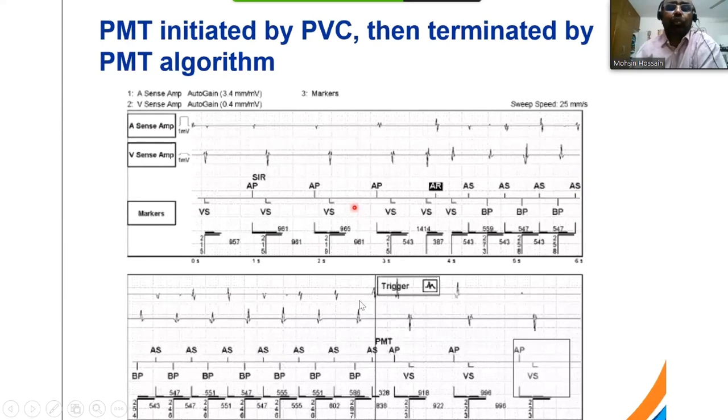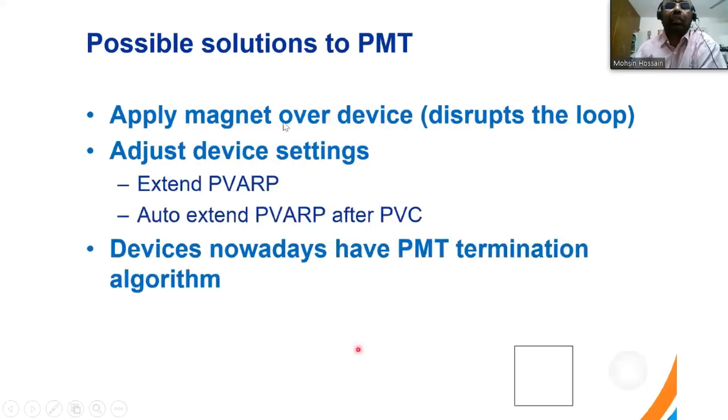So PMT is terminated by the pacemaker's own algorithm. If it does not terminate, these are the possible solutions to terminate the PMT. Apply a magnet over the device, which disrupts the loop. Adjust the pacemaker settings, that is, extend the post-ventricular atrial refractory period, or auto-extend PVARP after the PVC. Devices nowadays have PMT termination algorithms. Also, sometimes it can happen if there is atrial capture loss, so sometimes when we pace the atria, it can terminate the PMT.